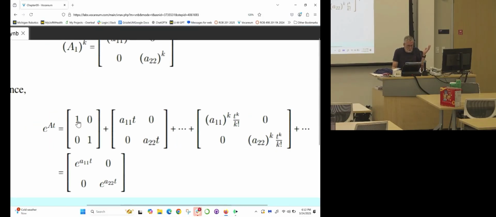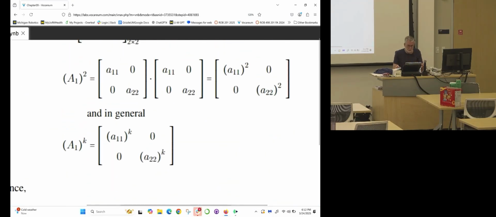And you recognize this is 1 plus A11 t plus A11 t squared over 2 factorial, dot dot dot, A11 to the power k t to the k over k factorial, dot dot dot. That is the power series for e to the A11 t. Now these zeros, 0 plus 0 plus 0, give you 0. So e to the At is not the exponential of each of the terms of the matrix. It's really this power series.